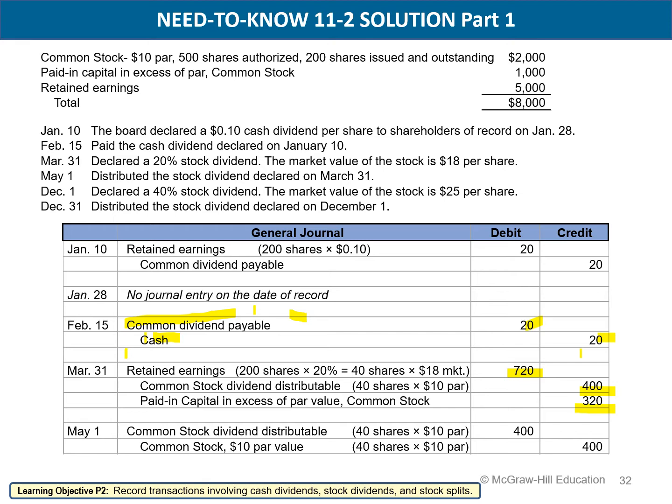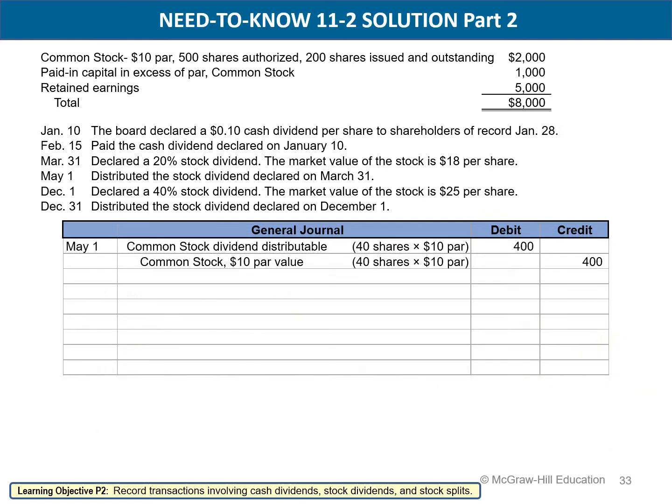Then on May 1st, when you pay it, you're going to get rid of this liability of $400. So we're going to debit our common stock dividend distributable. And at that point, we're going to recognize the increase in our common stock with a credit of $400.